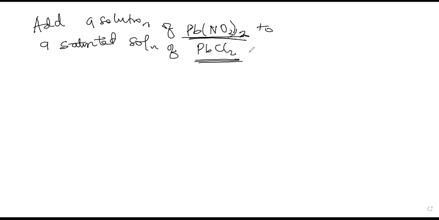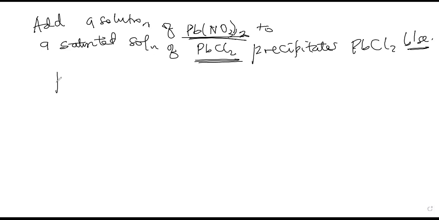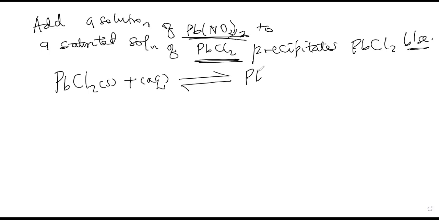This one precipitates lead II chloride from the saturated solution. I can denote the reason with an equation. Initially, you had lead II chloride dissociating to form Pb2+ ions plus 2Cl minus.